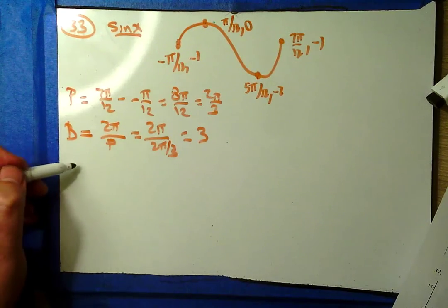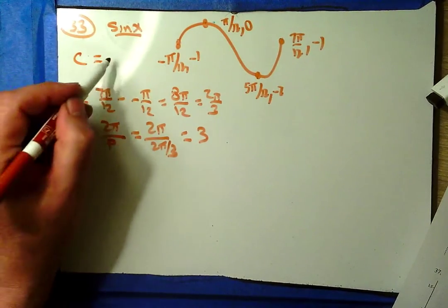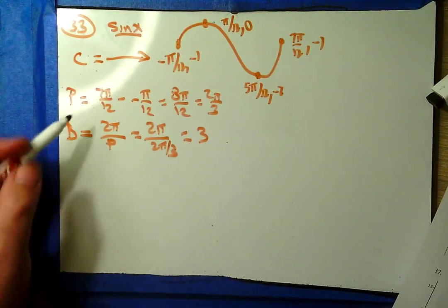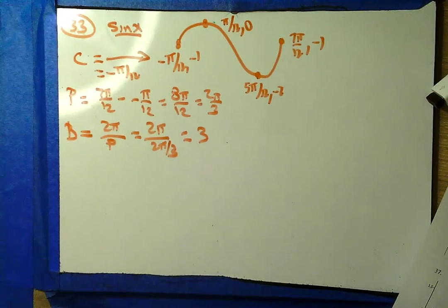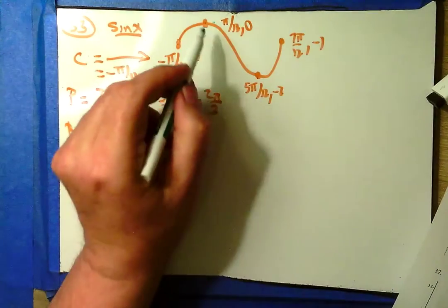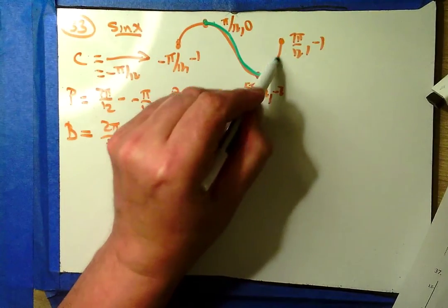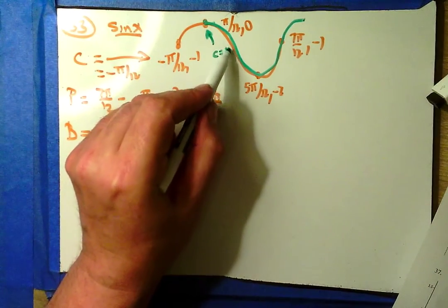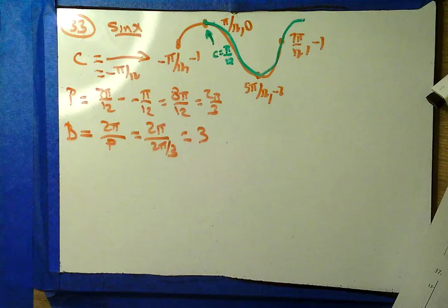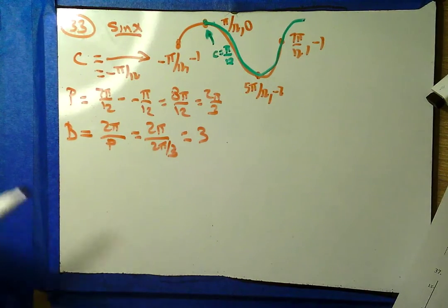Okay, we know our c value for positive sine is here. C is going to be negative pi over 12. If we were doing this as a positive cosine graph, our positive cosine graph would start here, and so this would be our c value. C would equal pi over 12. Okay, we've got b, we've got c.